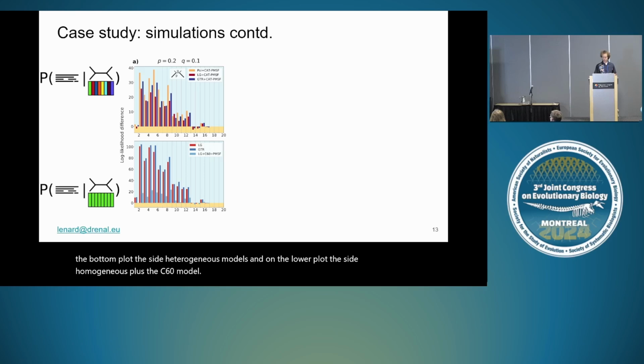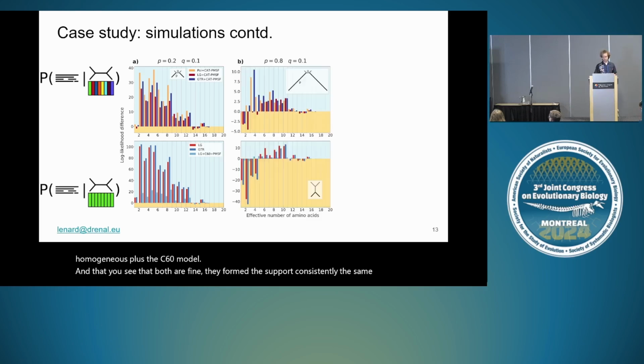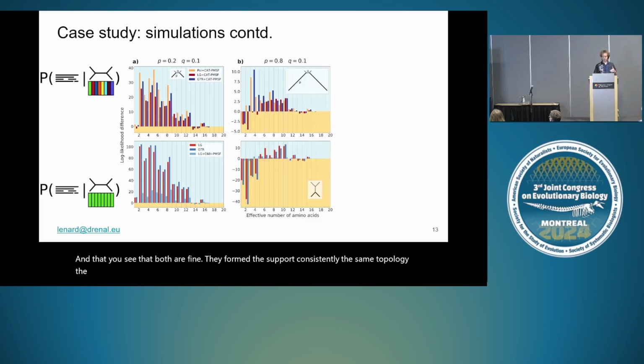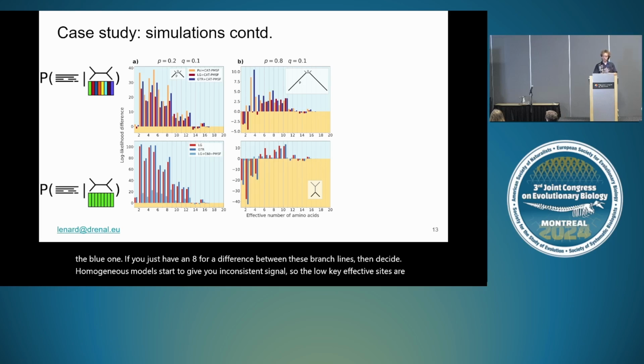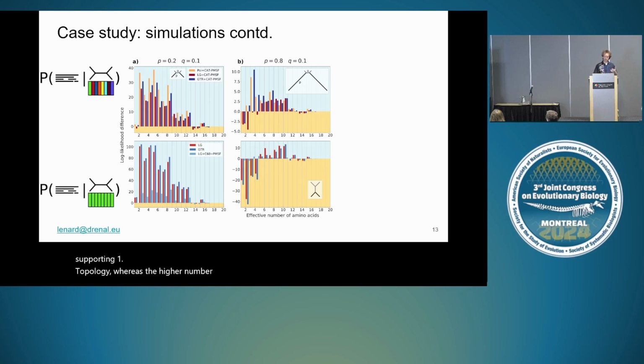And what you see is that both are fine. They support consistently the same topology, the blue one. If you just have an 8-fold difference between these branch lengths, then the site homogeneous models start to give you inconsistent signal. So the low key effective sites are supporting one topology, whereas the higher number of key effective sites support the other.